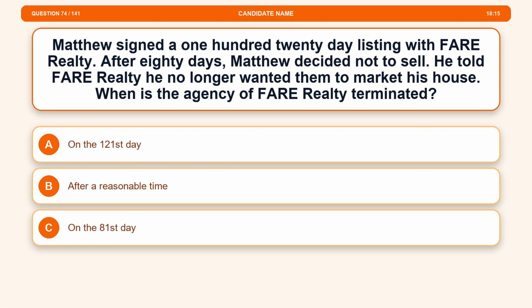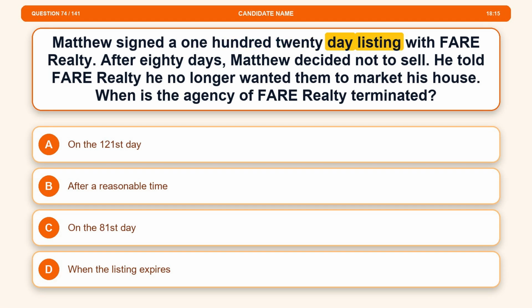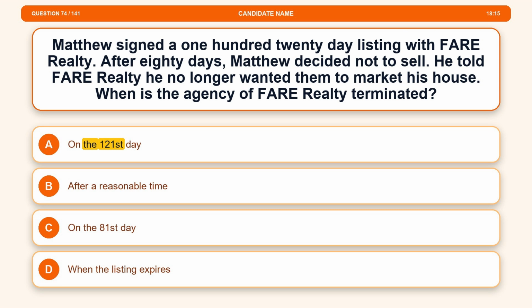Question 74. Matthew signed a 120-day listing with Fair Realty. After 80 days, Matthew decided not to sell. He told Fair Realty he no longer wanted them to market his house. When is the agency of Fair Realty terminated? Option A, on the 121st day. Option B, after a reasonable time. Option C, on the 81st day. Option D, when the listing expires.